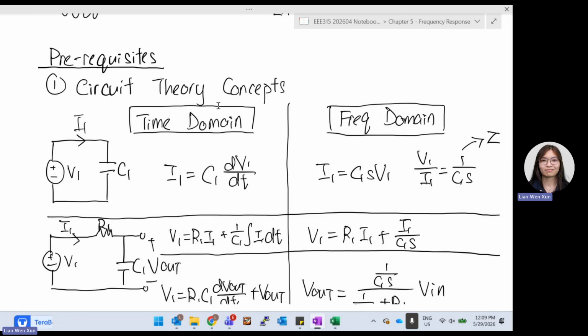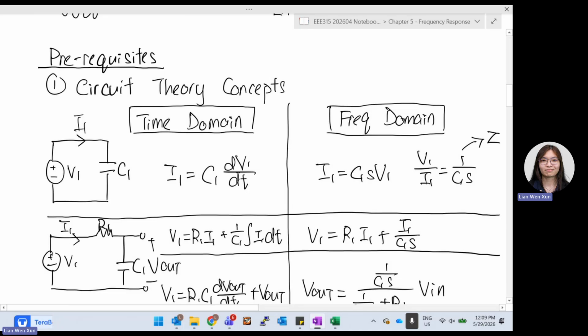So at time domain, if you have a circuit V1 and C1, you can model the I1. First, the current flowing in is C1 times the derivative of V1 versus dt. So we differentiate V1 over dt. How much change of voltage times your capacitance, it will be your current.